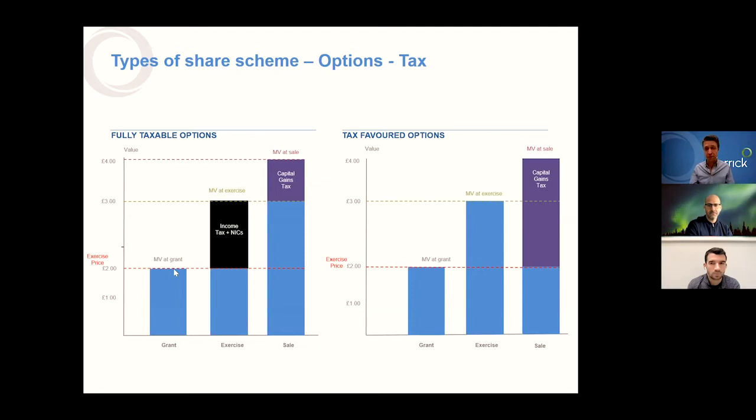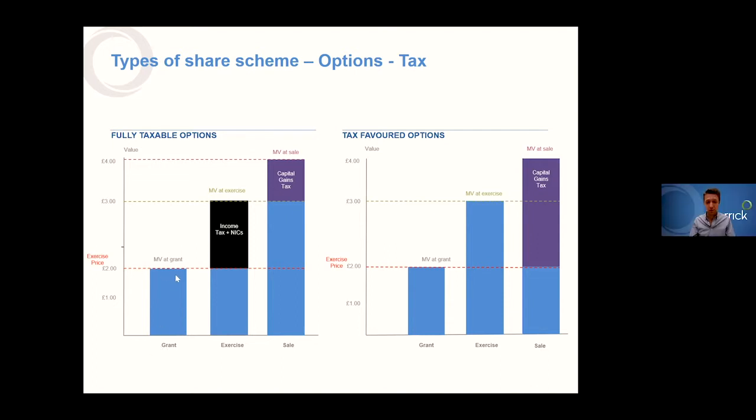Now, you don't have to grant the options at market value unless it's a tax-proof CSOP. You can pick your exercise price. You just probably want to definitely grant with at least nominal value for company law reasons in the UK. So you've granted the option, no tax on grant at all.